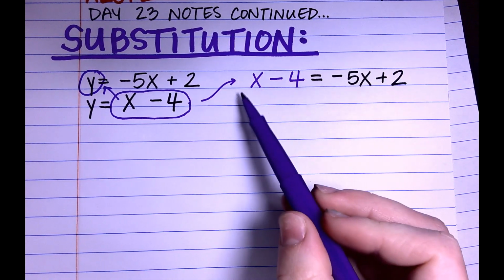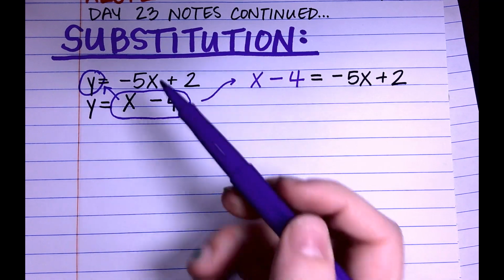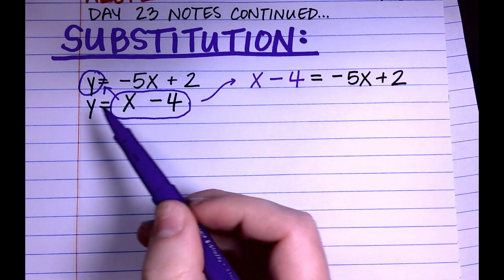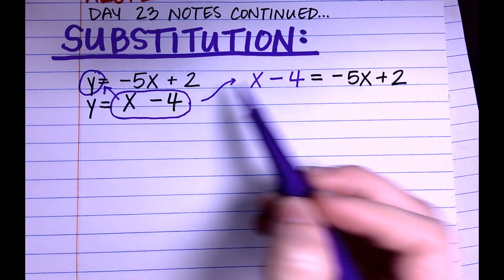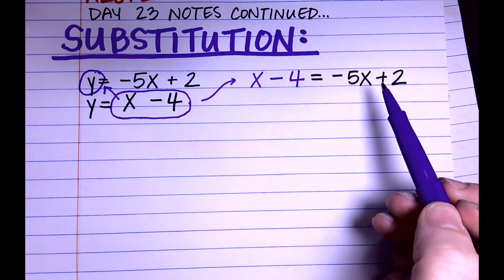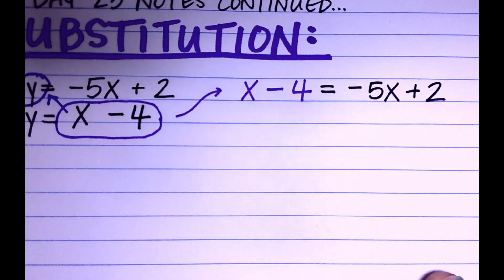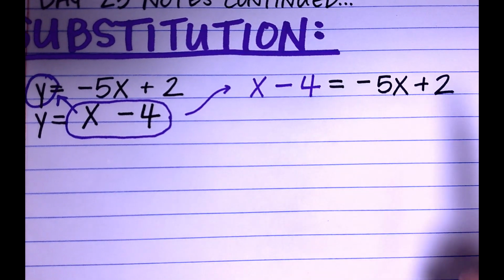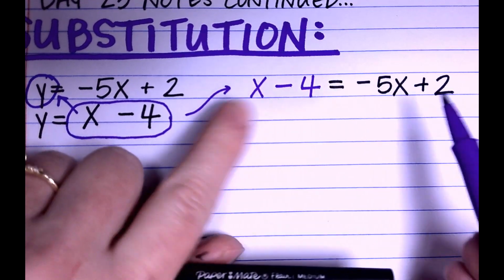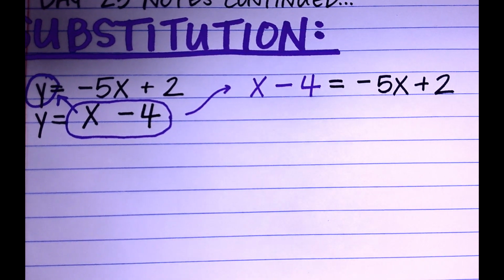Now, since I've replaced or I've substituted, that's why it's called substitution. Now that I've substituted my y for x minus 4, I only have x values. I only have one variable left. So what do we need to do when we're solving an equation that has a variable on both sides of the equation? We're going to combine our like terms. So all we're doing now is solving like normal.